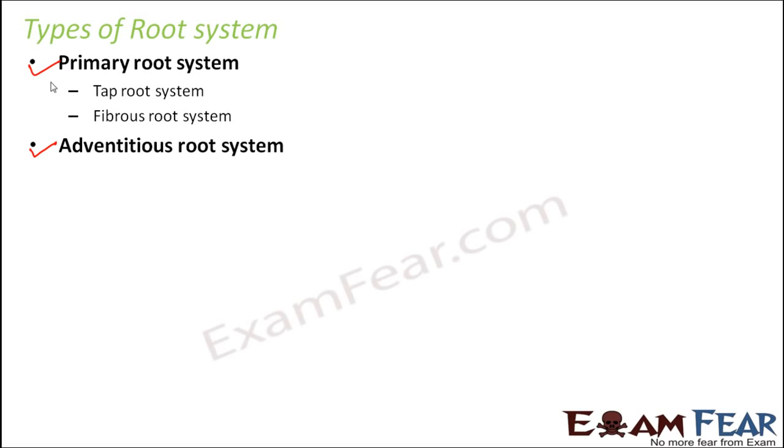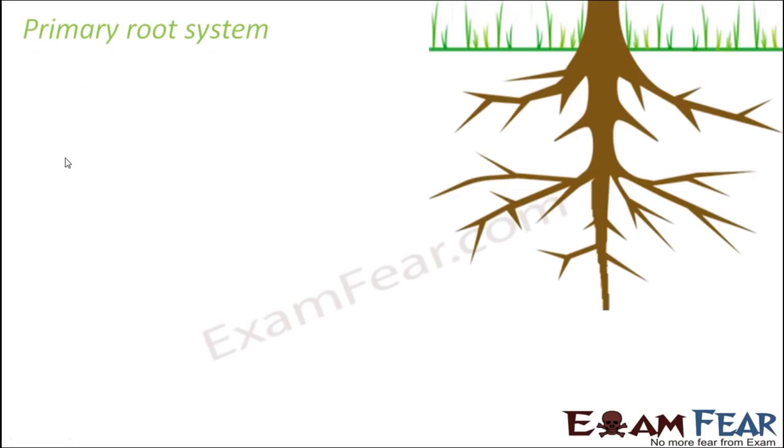So first we will talk about the tap root system, then we will talk about fibrous root system, and finally we will talk about adventitious roots. So let us start with the primary root system. What is the primary root system? Here, when I talk about root system, it is made up of roots. So it is formed by the roots and its branches.